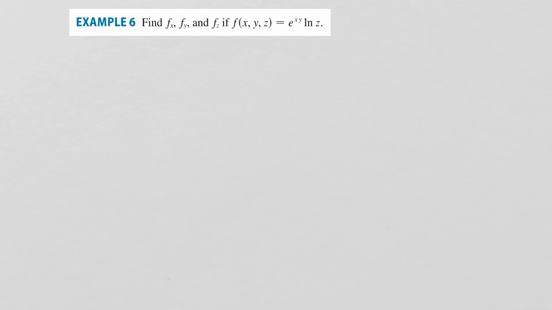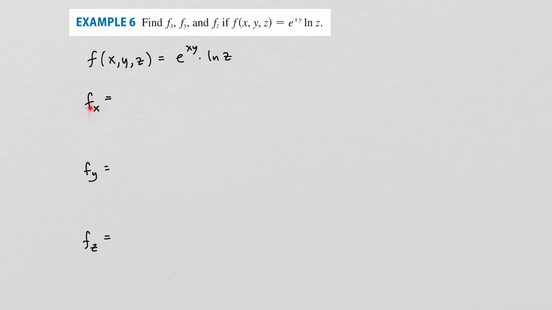In our next example, we have a function f of 3 variables, x, y, and z. And it is e to the x times y times the natural log of z. So here we can talk about the partial derivative with respect to x, the partial derivative with respect to y, and the partial derivative with respect to z. So we just have more variables, but it's the same concept.